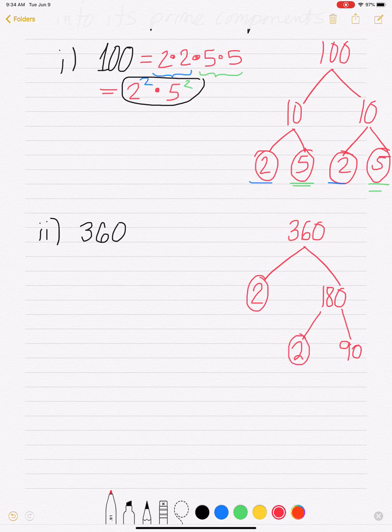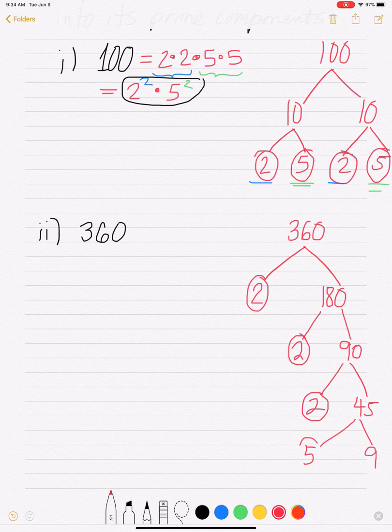How about 90? Is 90 prime? No, it's an even number that's bigger than 2. We know 2 times something gives you 90. 2 times 45, right? We're going to circle 2 because it's prime. How about 45? Is 45 prime? Actually, 45 is not prime, right? We know 5 times 9 gives us 45.